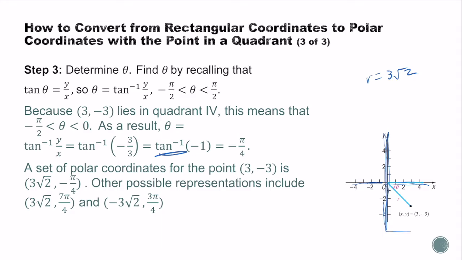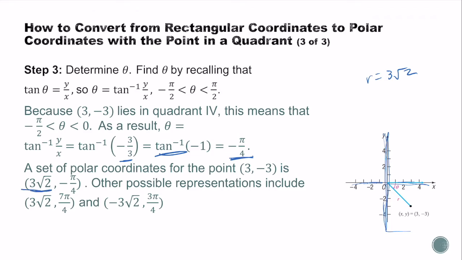So if I take tan inverse of y over x, that's tan inverse of negative 3 over 3, which is y over x. So I have tan inverse of negative 1, which would give me negative pi over 4, right? So that's going to give us 3 square root of 2, negative pi over 4.